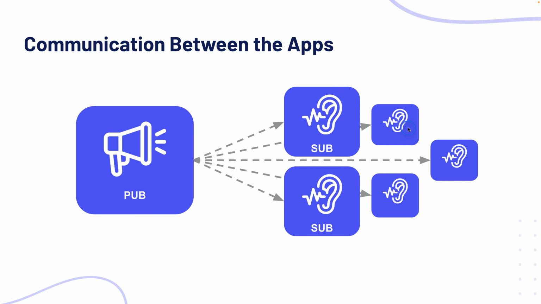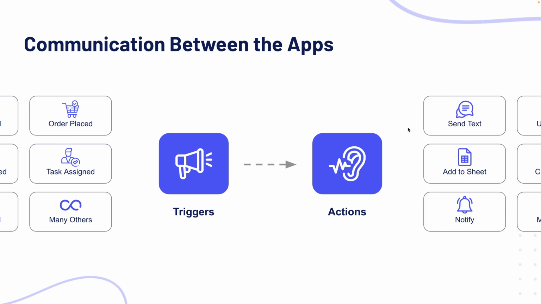And that's how apps communicate with each other. And yeah, just like I mentioned, all the triggers that we talked about are something that the apps can subscribe to. So they can subscribe to an order being placed or a task being assigned or anything else. And whenever that event takes place, that particular app will publish the trigger, and any app that has subscribed to that particular trigger will get notified, and then they will perform the action that they are being asked to do. So it could be, as we mentioned before, sending a text, add to sheet.